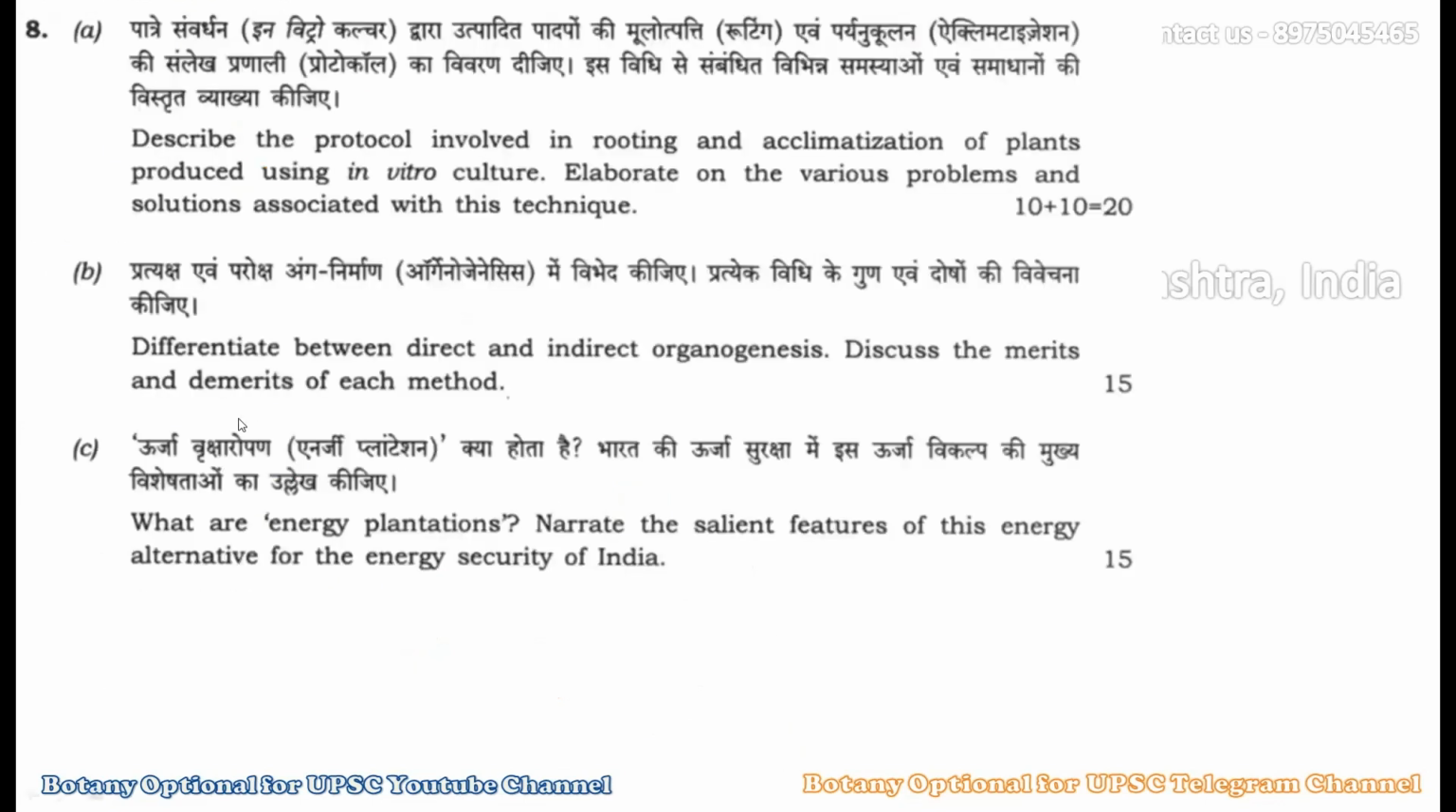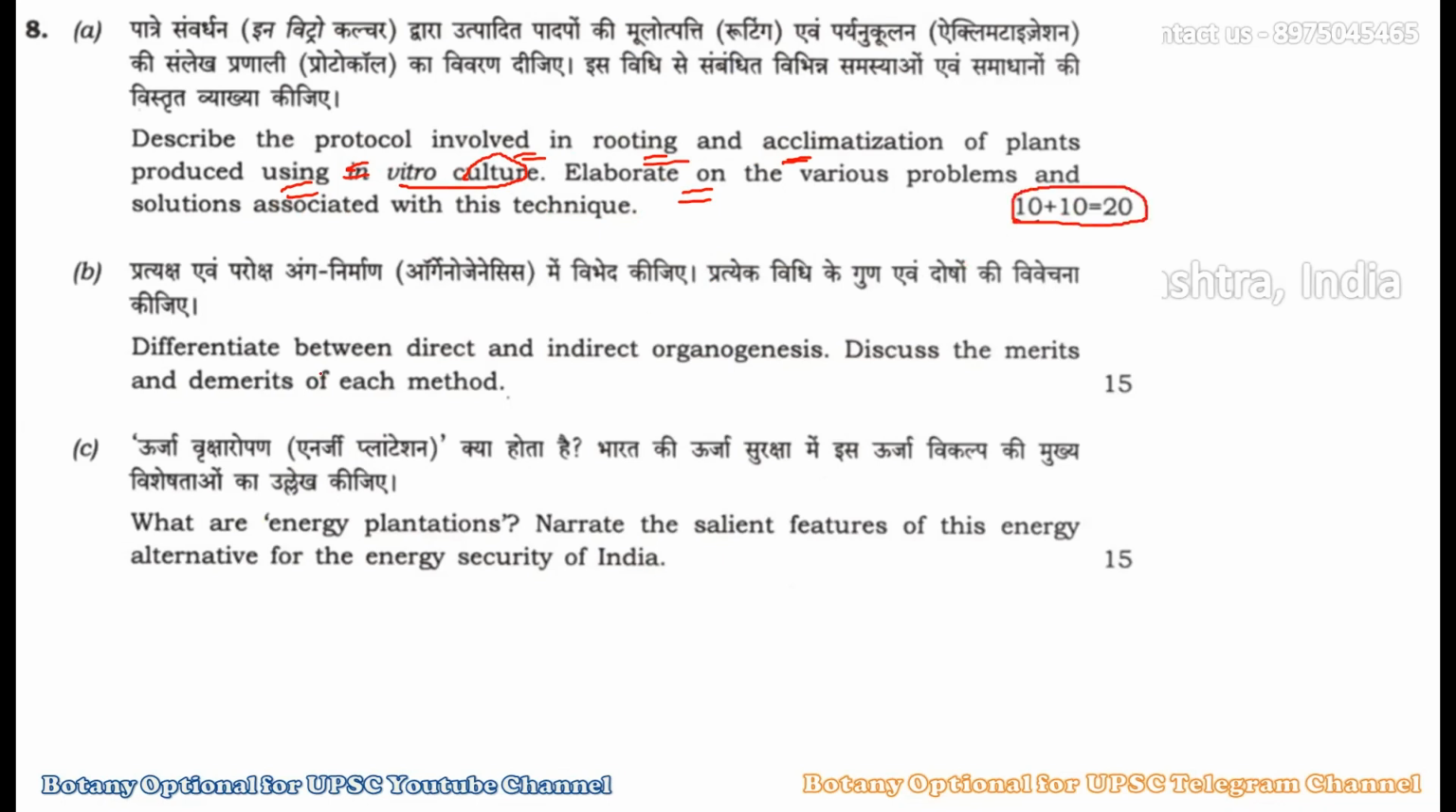Now consider the final question, that is the eighth question, which is again divided into three subparts A, B, and C. Now consider the very first, that is the A part. Here you have to describe the protocol involved in the rooting and acclimatization of a plant produced using in vitro culture. Then you have to elaborate on the various problems and solutions associated with this technique, and you will get the 20 marks for this.